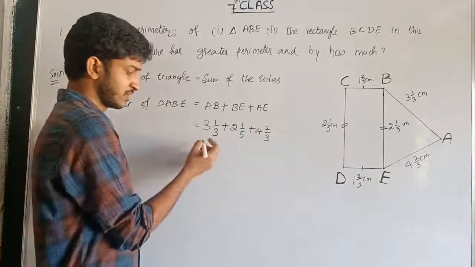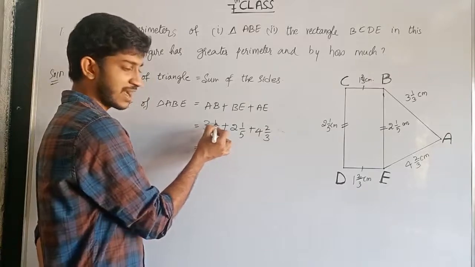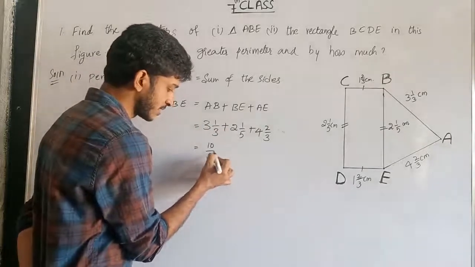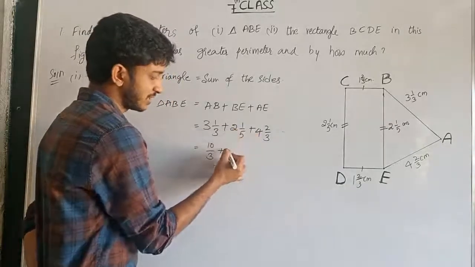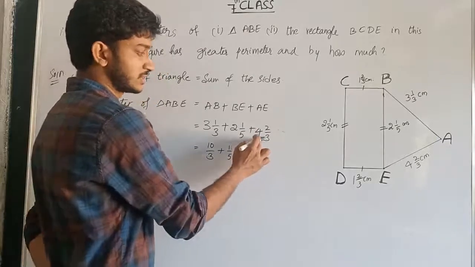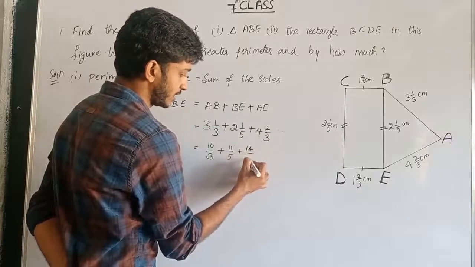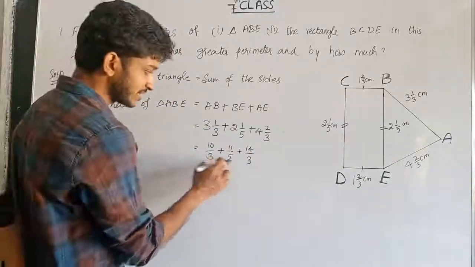So convert. First of all, we have to multiply these two numbers. 3 3s are 9. Now add 1 to 9. 1 plus 9 equal to 10, means 10 by 3. Plus 5 2s are 10, 10 plus 1 is 11 by 5. Plus 3 4s are 12, 12 plus 2 is 14, 14 by 3. Now add these 3 numbers. 10 by 3, 14 by 3.